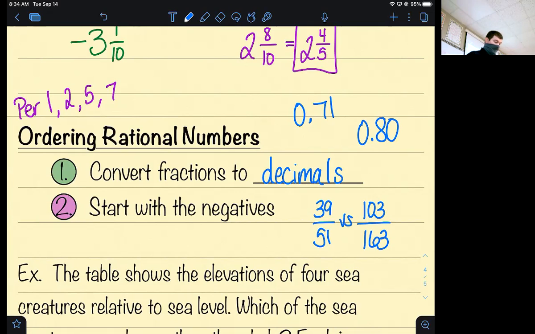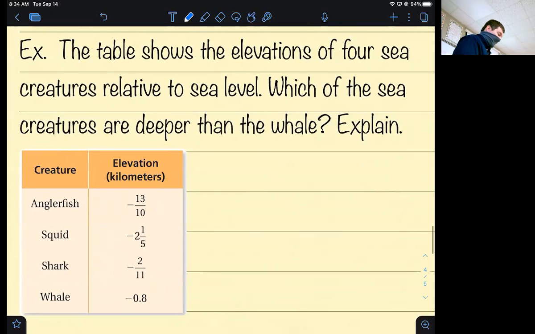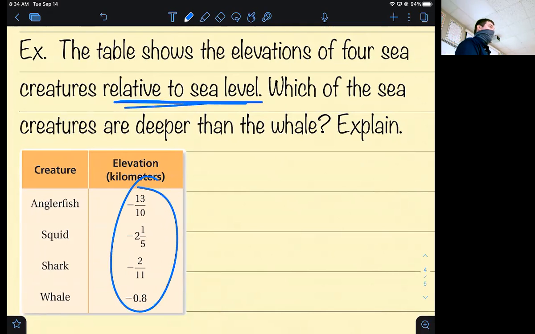So going into our next problem, it says the table shows the elevations of four sea creatures relative to sea level. Relative to sea level. Can someone explain to me why all four of these fractions and decimals are negative? Bryce? That's right. Sea level is represented by zero. That'd be an elevation of zero. So anything underwater is going to be negative then. So these are all four negatives.